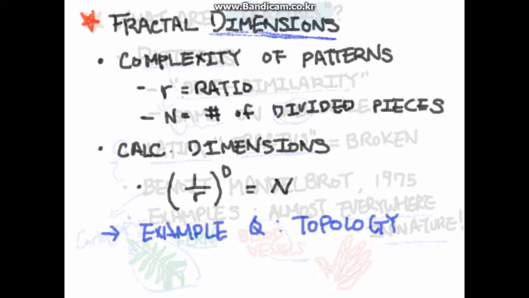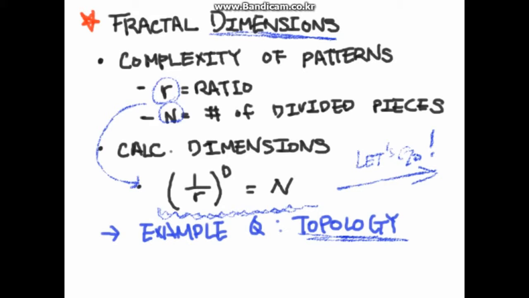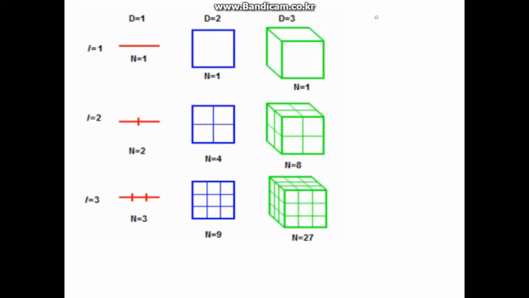To take a further step, a fractal dimension is what is measured to know the extent of complexity of its patterns. Here the ratio, represented as a small case r, and the number of divided pieces, referred to as n, are the factors needed to calculate the dimension d. Here, see the diagrams shown. Starting from the leftmost, the red diagrams, I'll make a t-chart that demonstrates the relationship between r and n.